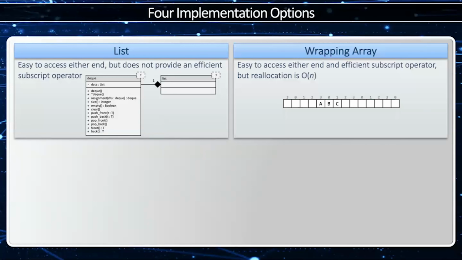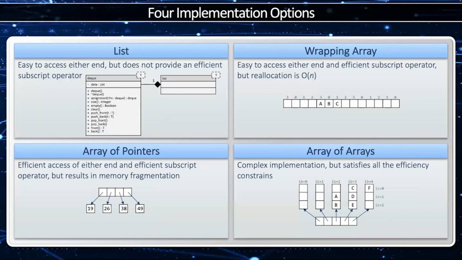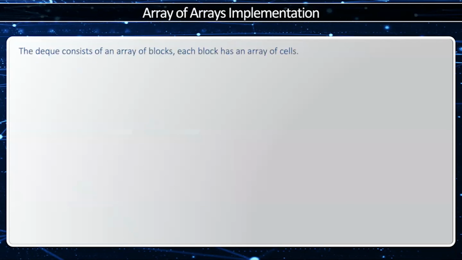The next is a wrapping array, and a wrapping array is very efficient to do push_back or push_front, pop_back and pop_front, and even the array index operator. However, reallocation is O(n). The next is to use an array of pointers. The interesting thing about this is we don't actually move the elements when we reallocate, we just move the pointers. So it's O(1) with regards to moving the elements themselves, but it could be O(n) with reassigning the pointers. And finally is the array of arrays implementation. This is what the Standard Template Library uses, and we're going to demonstrate this right now.